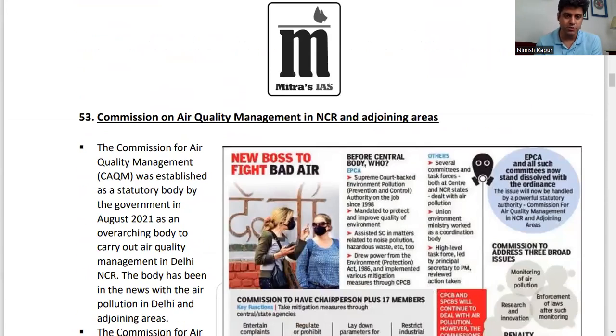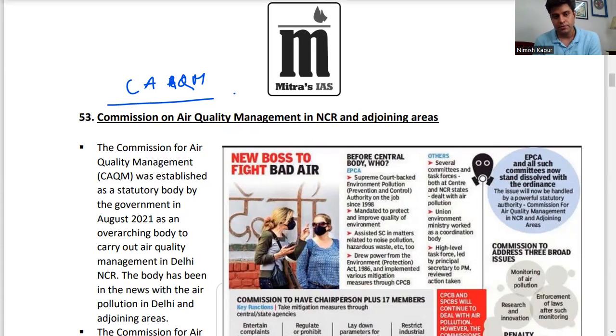Now next we come on to Commission on Air Quality Management. CAQM is a short form, but it is also in full form. It is written as Commission on Air Quality Management in NCR and adjoining areas. You all know that one of the biggest problems plaguing Delhi and around is the pollution in winter months, starting October till March. And this is for multiple reasons. Hence, a collaborative approach is being taken now through the body being set up. The Commission on Air Quality Management in NCR and adjoining areas has been set up.